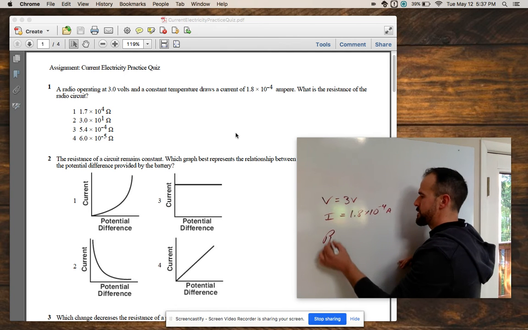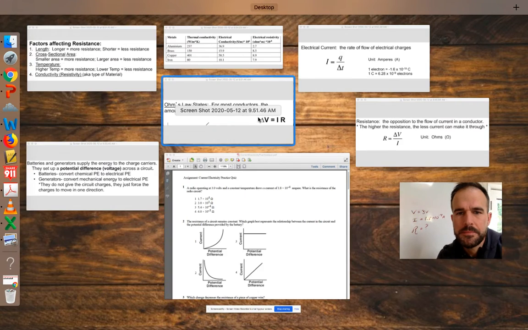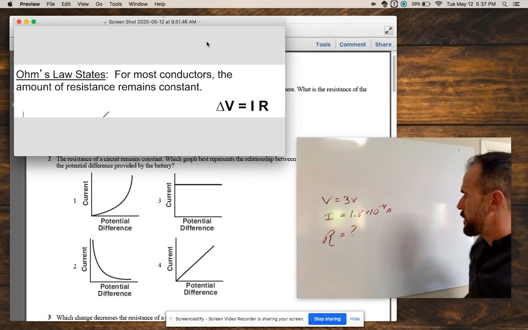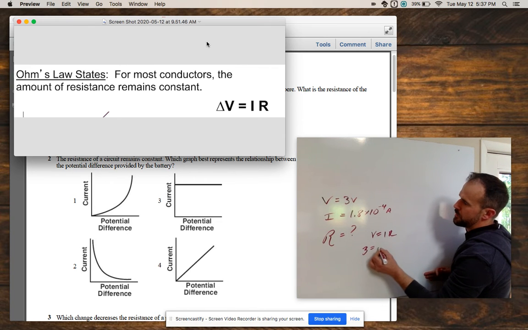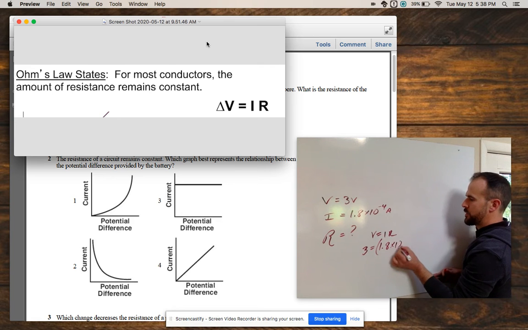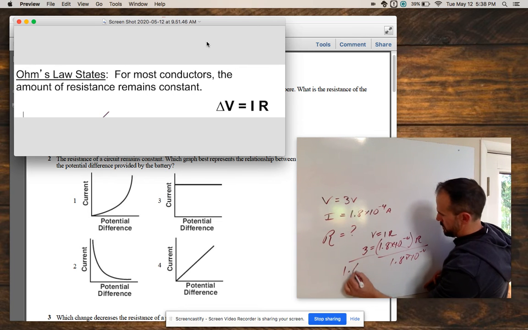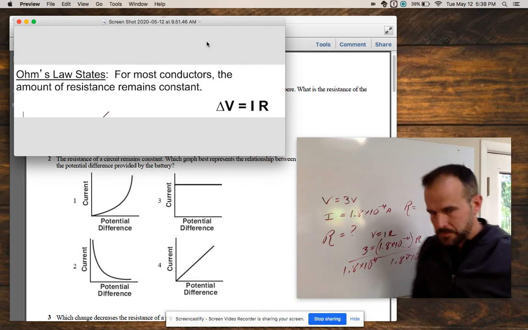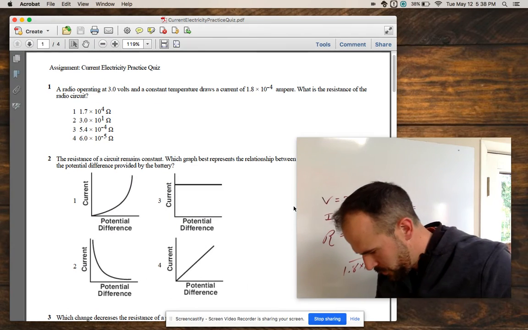It's asking for resistance. I think I know what to use. Let's check out the notes real quick there. Boom, there it is, Ohm's law, V equals IR. So I'll plug it in. So we've got 3, 1.8 times 10 to the negative 4, and we're looking for R. Divide yourself over there, and solve for R. And when I solve for R, what do I get?